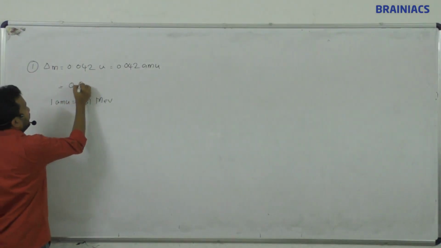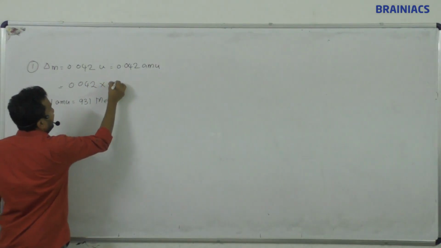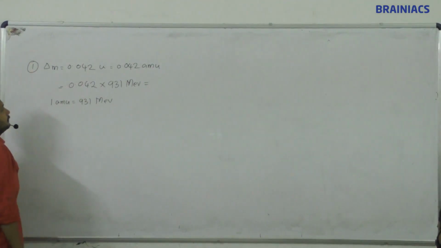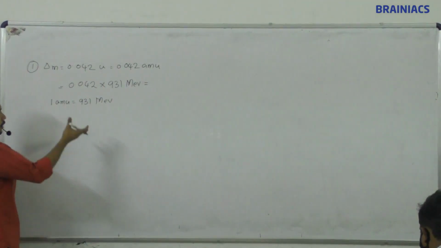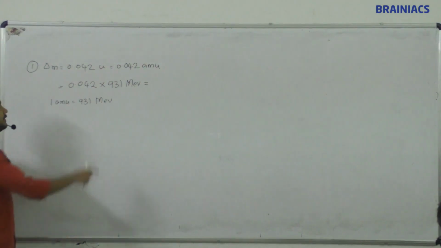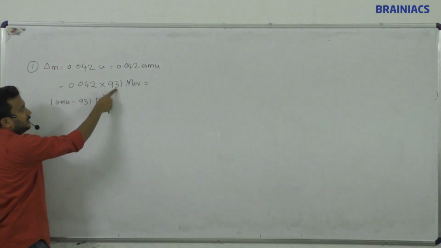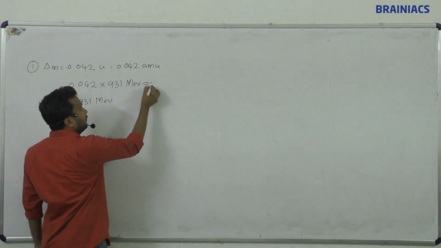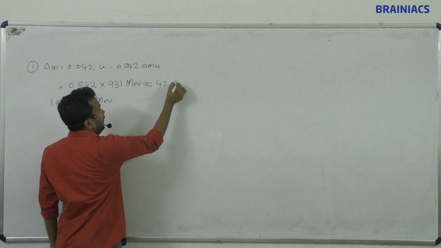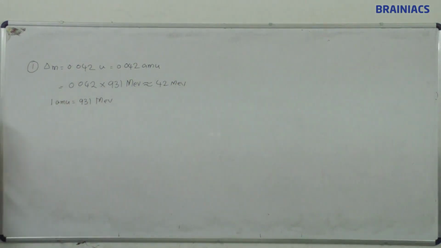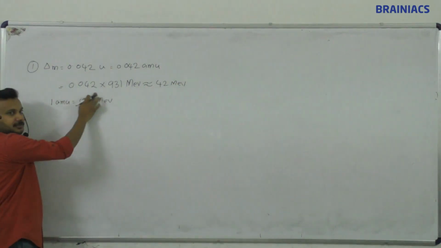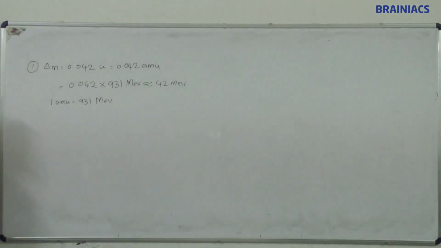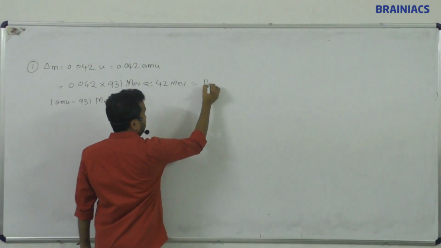So the corresponding value is 0.042 into 931 mega electron volt. How much will this come? If it were 1000 you would get 42, but with 931 it will be 41.8 something. So I am writing approximately 42 mega electron volt. This is the binding energy.